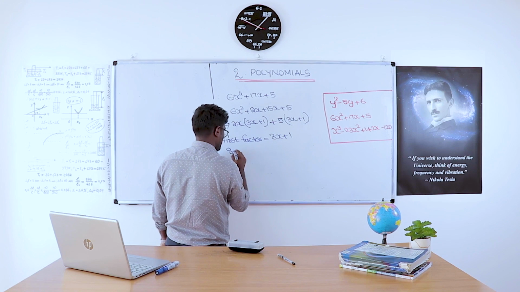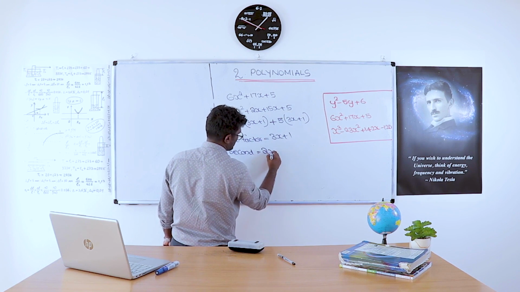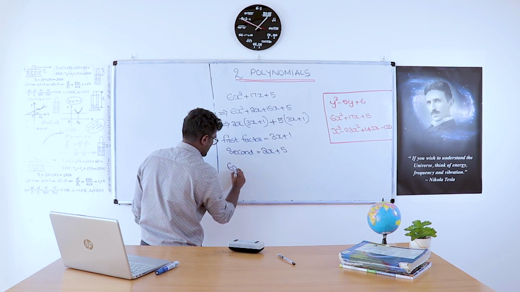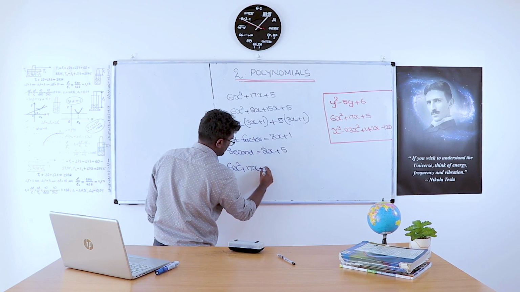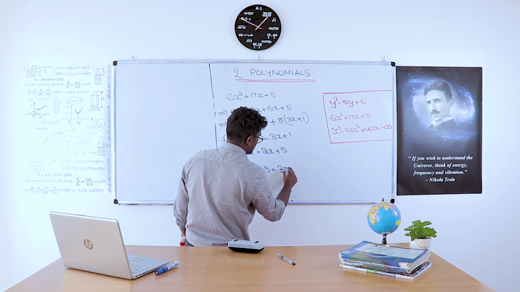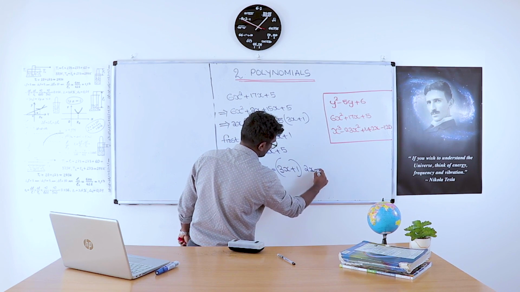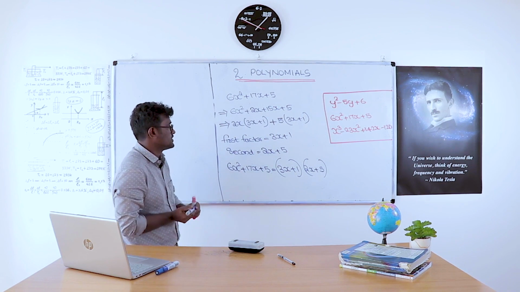What is the second one? The second one is 2x plus 5. So we can write 6x square plus 17x plus 5 equal to 3x plus 1 into 2x plus 5. These are the two factors.